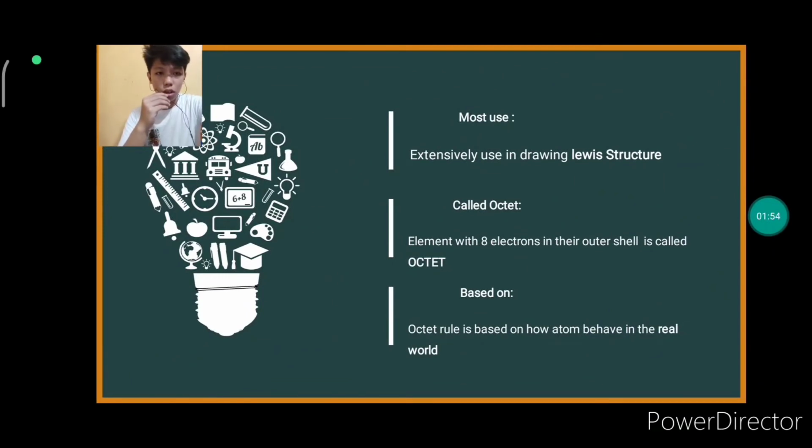The octet rule is extensively used in drawing Lewis structures. Elements with 8 electrons in their outer shell are said to have an octet. The octet rule is based on how atoms behave in the real world.